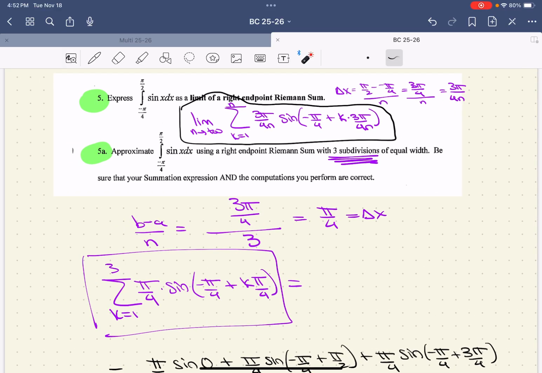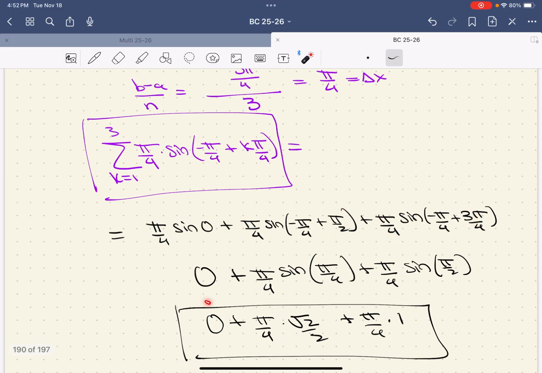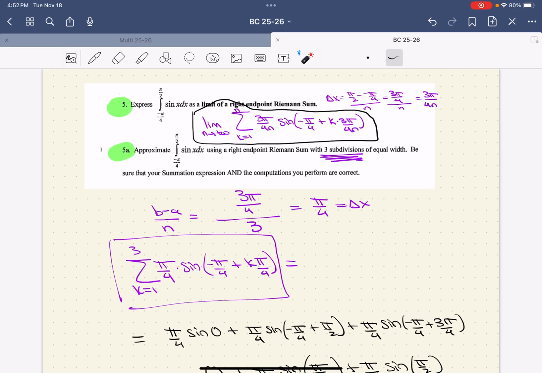So number 5, here is the width, and here is the limit of a right endpoint Riemann sum. And here is a right endpoint Riemann sum with 3 subdivisions. It's right here. And then actually find what this equals. So this is me just plugging in k equals 1, k equals 2, k equals 3, and then finding the value. And once again, this would be an approximation for this definite integral.